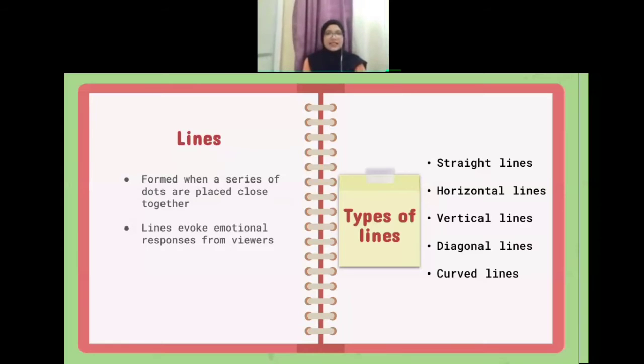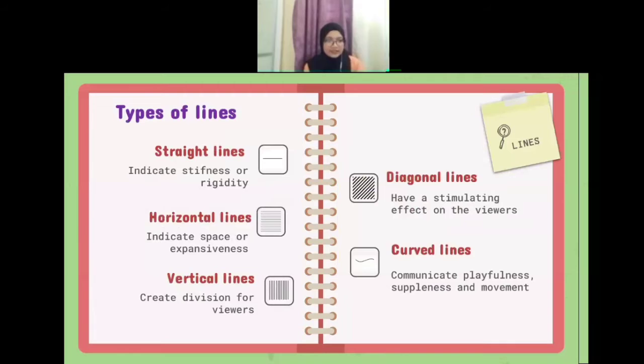Yes. Okay, lines. Lines are formed when a series of dots are placed close together. It is said that lines can evoke emotional responses from the viewers. Why is it so? Okay, let's take a look at the types of lines first. There are 5 types of lines. The first one is the straight lines.